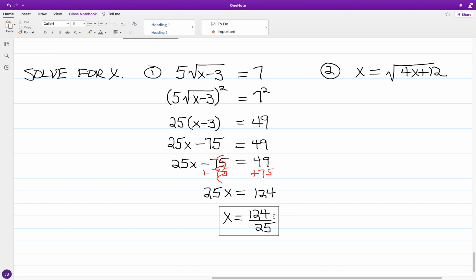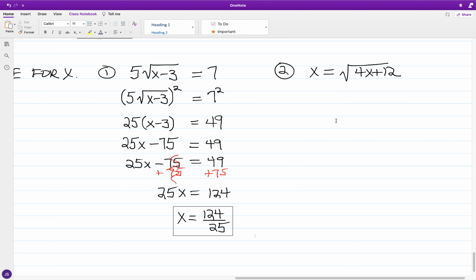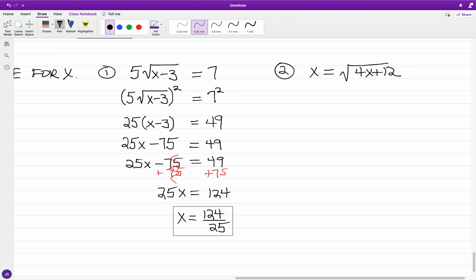All right. Now for the next item, we have, again, x present on both sides of the equation. We have one x outside the radical, one x inside as part of the interior expression with the binomial 4x plus 12. And so in this case, I have x equal to the square root of 4x plus 12. And if I take care of the radical, I can just square both sides.